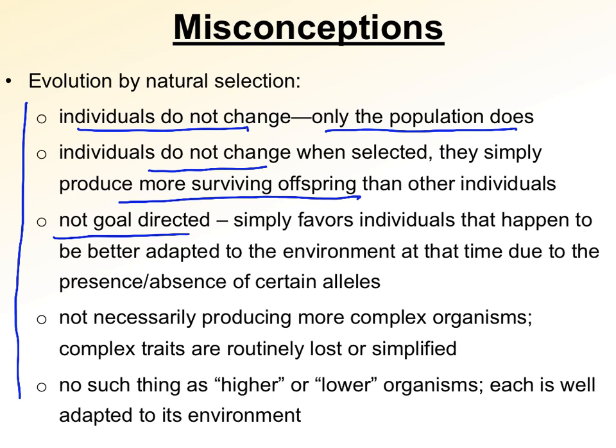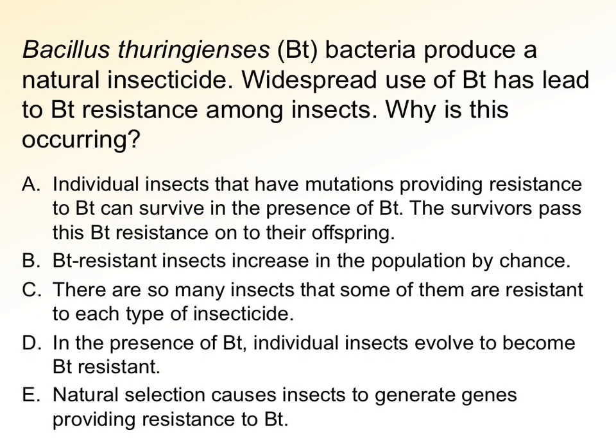And it's not necessarily producing more complex organisms. In fact, complex traits are routinely lost or simplified in time. And there's no such thing as higher or lower organisms. Every organism is well adapted to its environment, right? So for example, we're not necessarily any higher or lower than bacteria, because some bacteria can live in incredibly severe environments that we would not be able to live in, right? They're adapted to their environment, we're adapted to our environment. We'll look at this in class together.